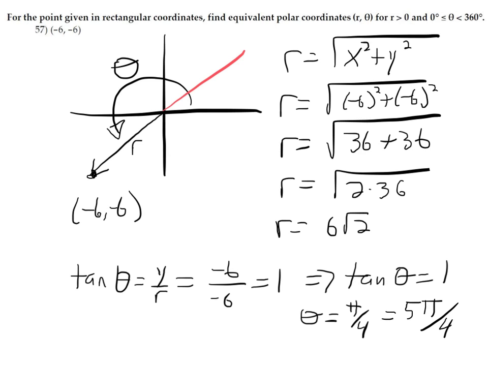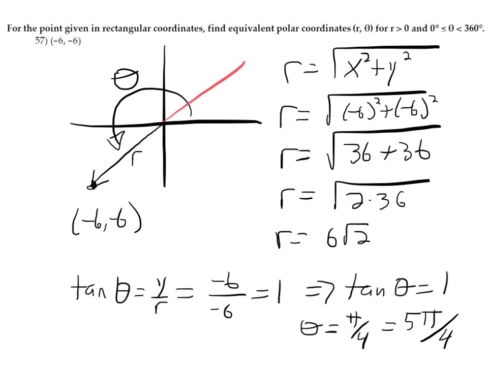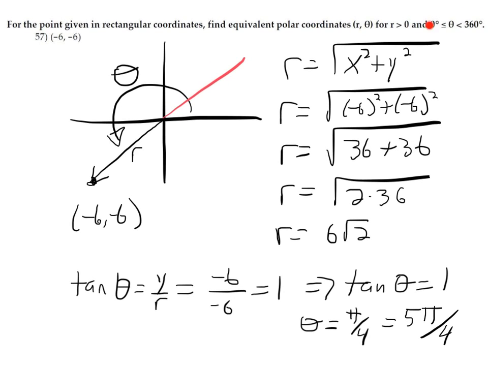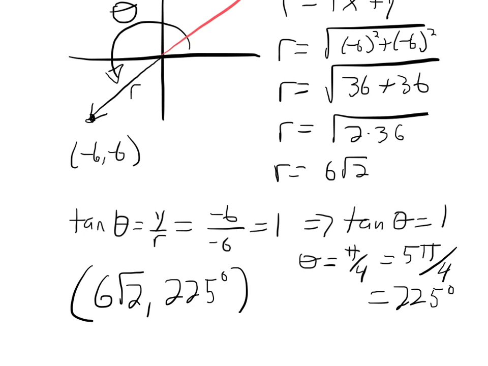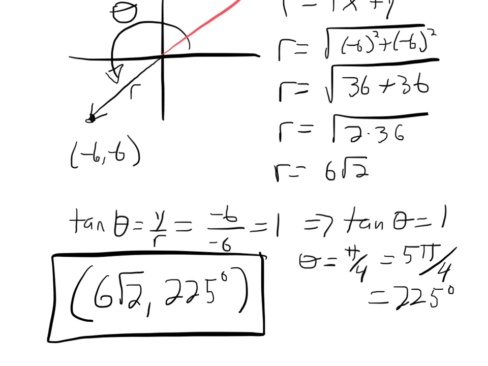There's an infinite number of answers for tangent theta equals 1. You have to pick the correct one. And I still haven't done this because I'm in radians. They wanted degrees: 45 degrees, that would be 225 degrees. Okay, 225 degrees. So (r, theta) is 6 square root 2 comma 225 degrees. That is our polar form.